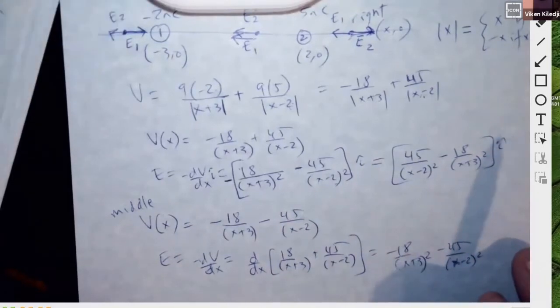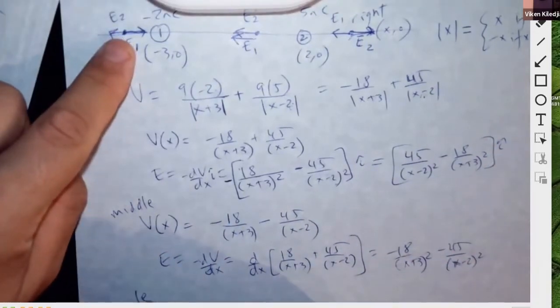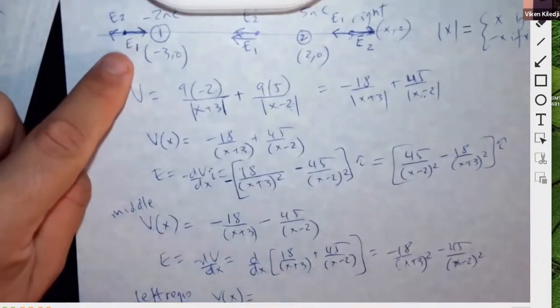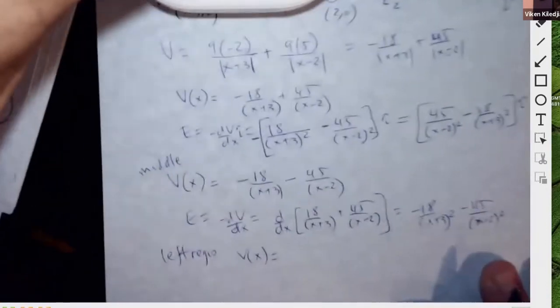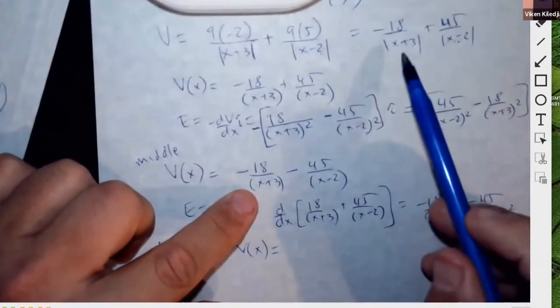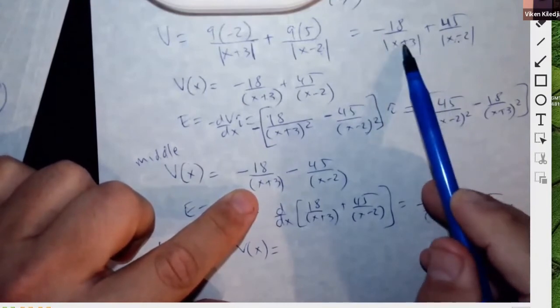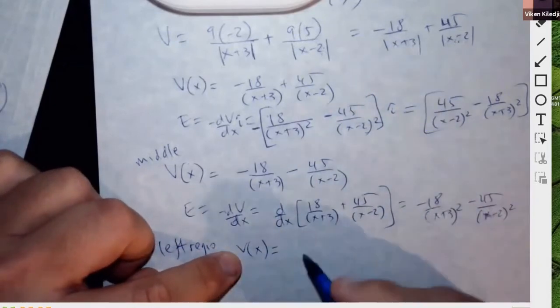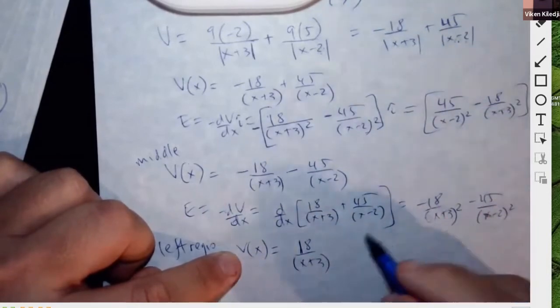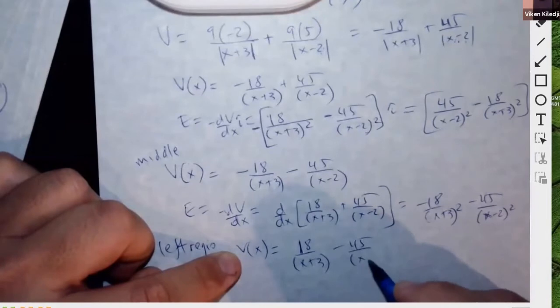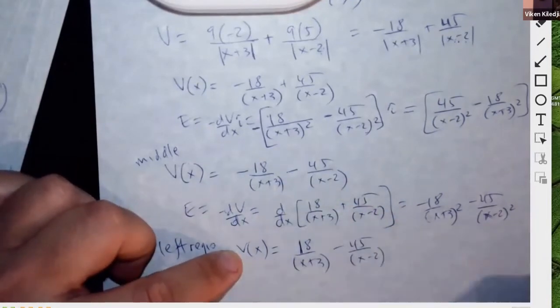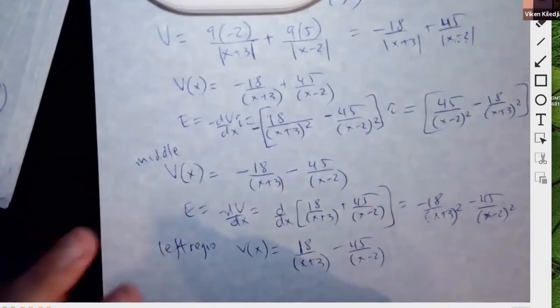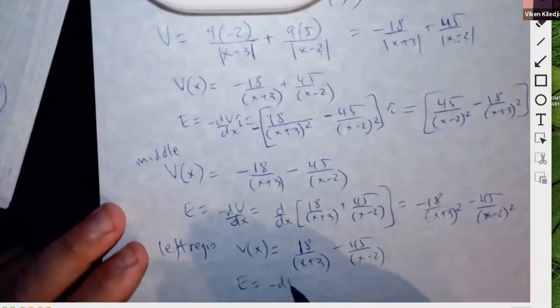Okay, so then how about in the left region? Left region, what's the correct equation for the voltage? Then the absolute value would also be negative of itself, and this would also be negative of itself. So this one, you would say 18 over x plus 3, and then this one would be negative of itself, 45 over x minus 2. Okay, then take the negative derivative of that again, negative dV dx.